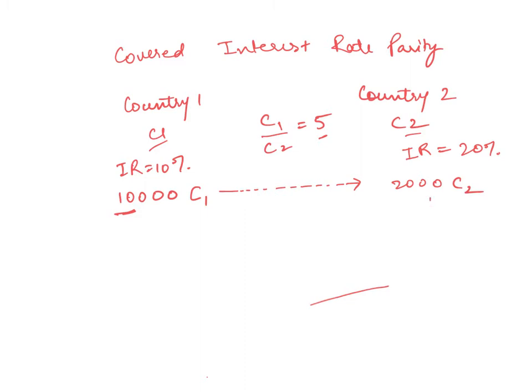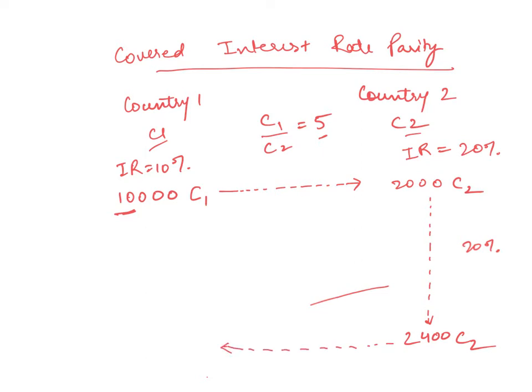Now I let them sit for 1 year, and I have earned 20% on them. So now I have 2400 C2s. I'm going to convert it back, and I'm going to pay them this 10,000 plus the 10% interest. So I'm going to pay them 11,000 C1s. Now, what would be the rate at which I'll convert now? That was the rate at that point of time. What's going to be this rate?